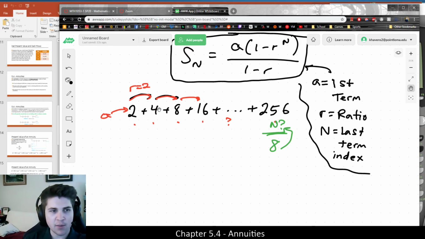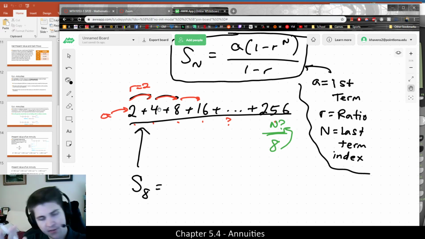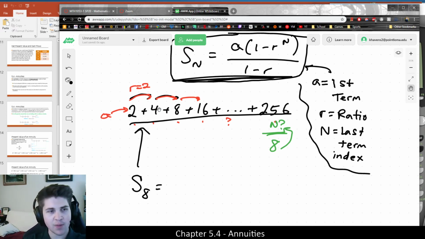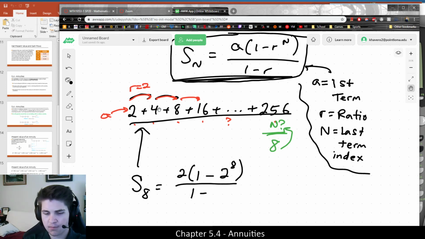Cool. Now we have everything we need to figure out the nth partial sum. If I want to know S8, which is just the sum of the first 8 terms of that series, exactly what I have written right there, the whole point is that this formula gives me the solution without having to do a whole bunch of math. It's going to be a, the first term, times 1 minus r to the n, which is 2 to the 8th power, because that's the end index, all divided by 1 minus r, 1 minus the ratio, which is also 2.